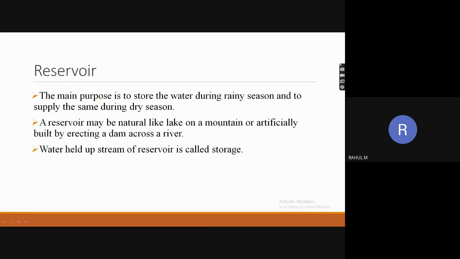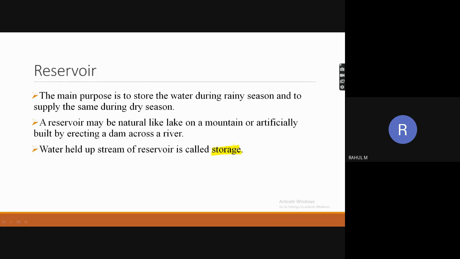Reservoir, the main purpose is to store the water. The main purpose is to store the water during rainy season and to supply the same during dry season. A reservoir may be natural, like a lake or a mountain, or artificially built by erecting a dam across a river. Water held up in the upstream of the reservoir is called a storage.